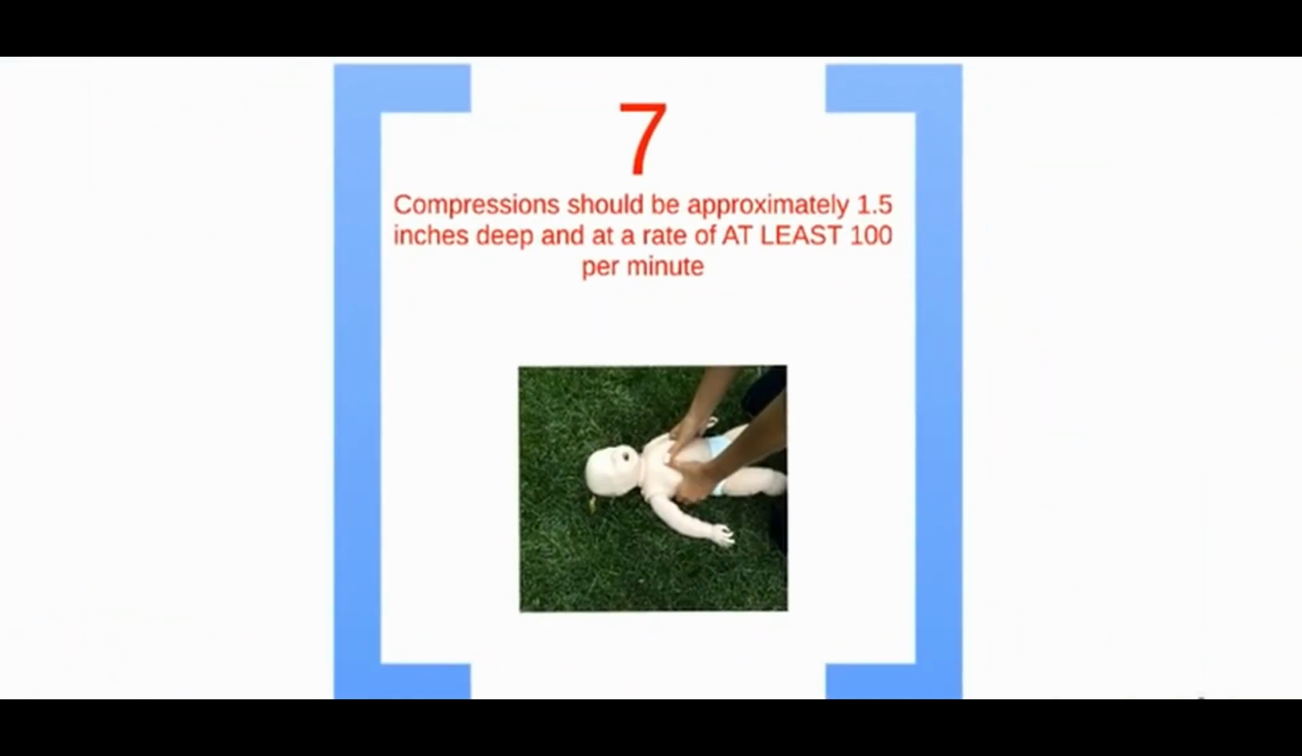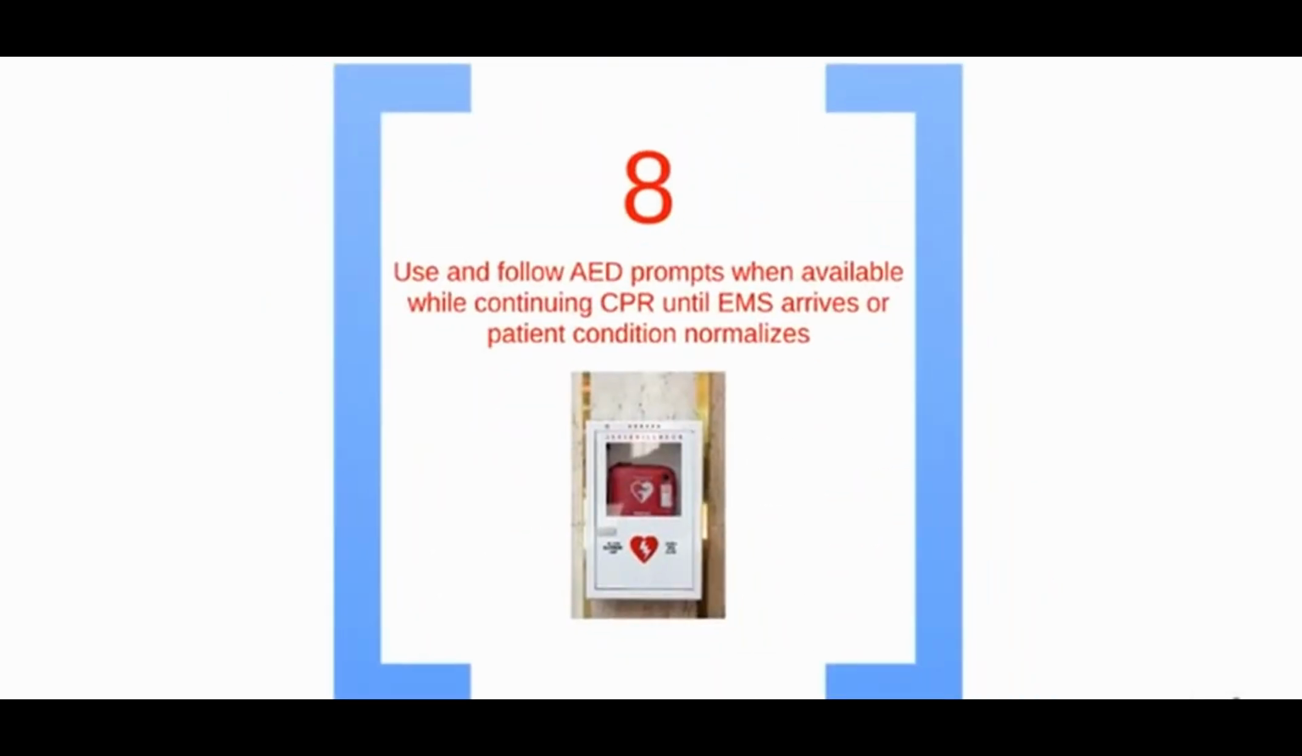Step 7. Make sure your compressions are 1.5 inches deep and at a rate of at least 100 per minute. Lastly, use the AED and follow its prompts while continuing CPR until the EMS arrives at the scene.